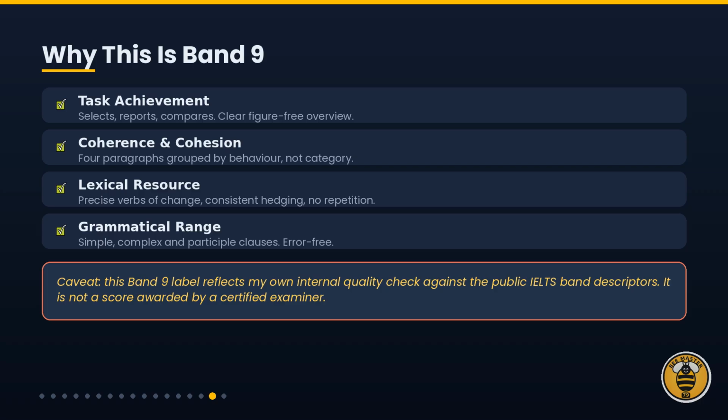One caveat, and I want to be straight with you. This Band 9 label is my own quality check against the public IELTS descriptors. It is not a score from a certified examiner.